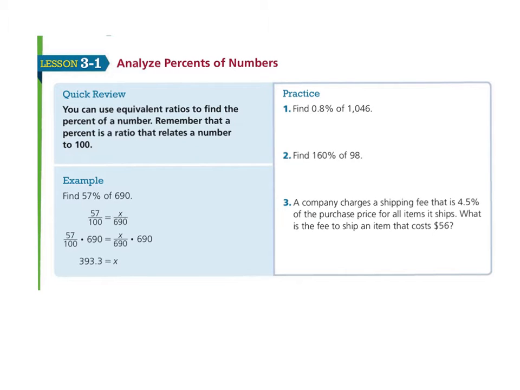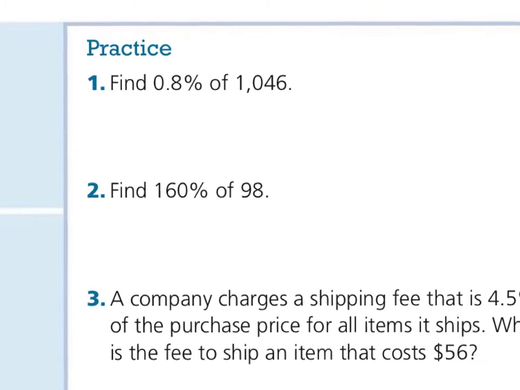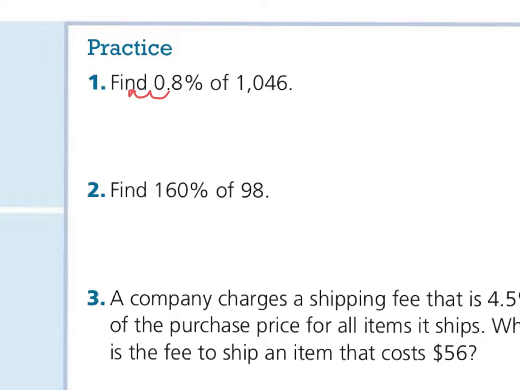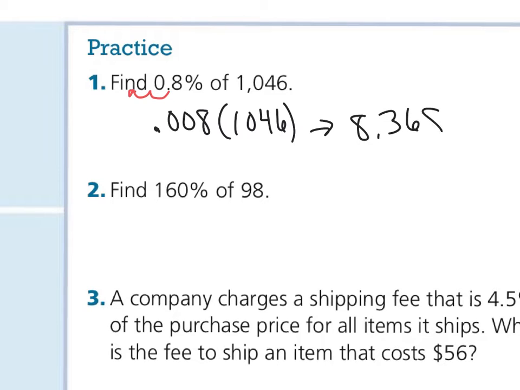Lesson 3.1 was on percents of numbers. So if you look at number 1, they want us to find 0.8% of 1046. Basically what we're going to do here, we're going to change the percent to a decimal. Of means multiply. We're going to multiply it out, and that's going to be our answer. So changing a percent to a decimal, we just move the percent 2 places to the left. So that'd be 8 thousandths times 1046. And if you multiply that out, you get 8 and 368 thousandths.